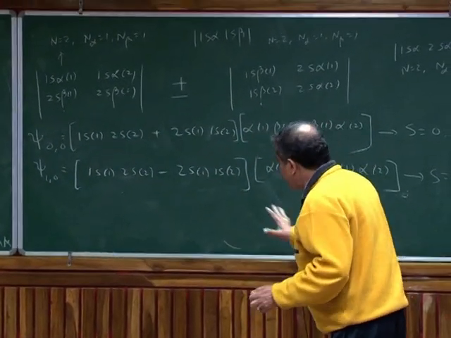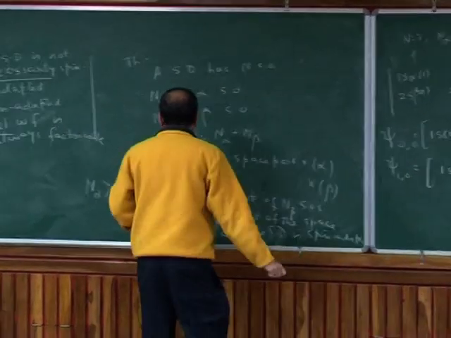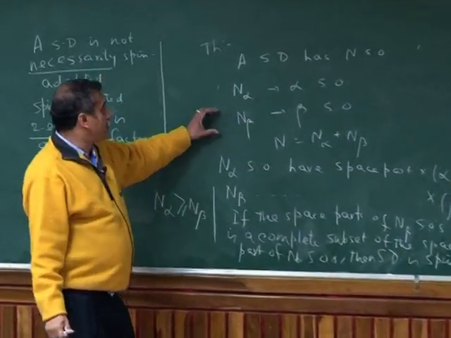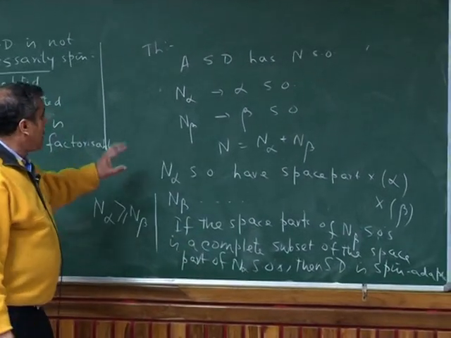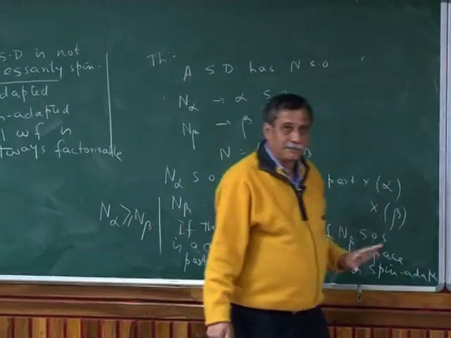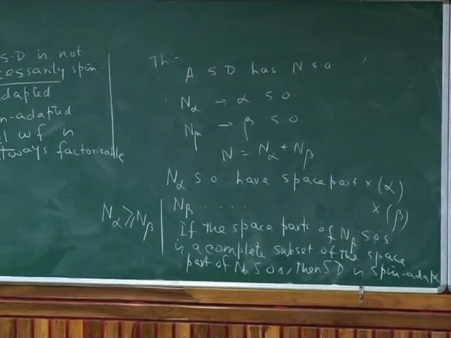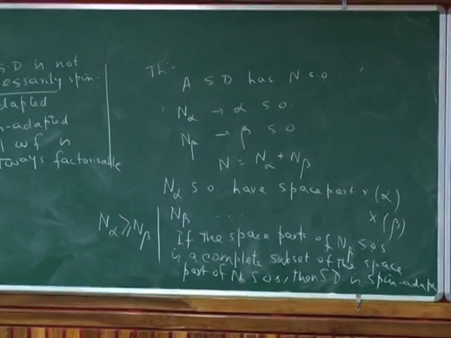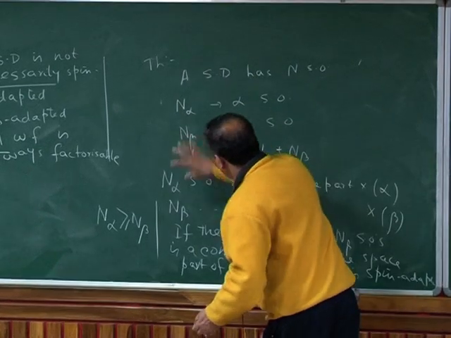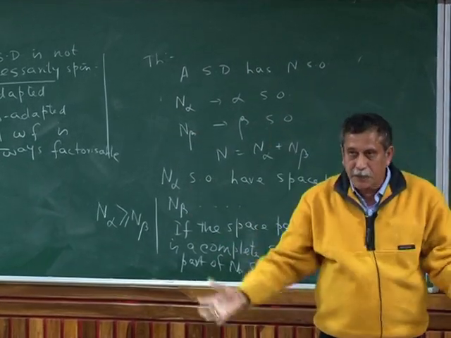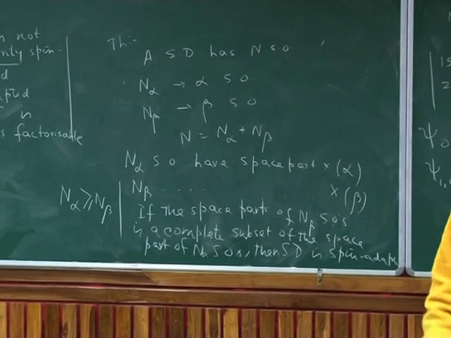But I'm just stating the theorem again. If a single determinant has total n spin orbitals, out of which n alpha are alpha and n beta are beta, such that the total n is of course n alpha plus n beta, then n alpha spin orbitals will have some space part with spin alpha, and n beta will have some space part with spin beta. Assume that n beta is smaller or equal to n alpha. In that case, if all the space parts of the lower one are contained in the space parts of the higher one, then it is spin adapted. What is the spin? I will come to that.